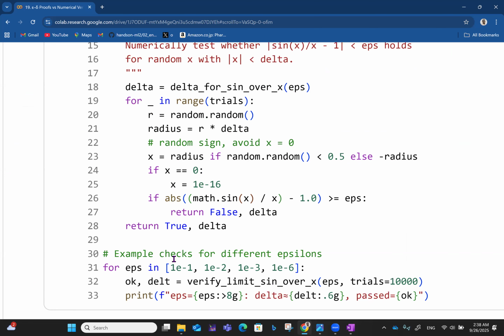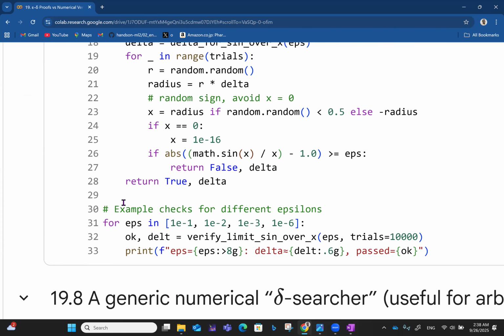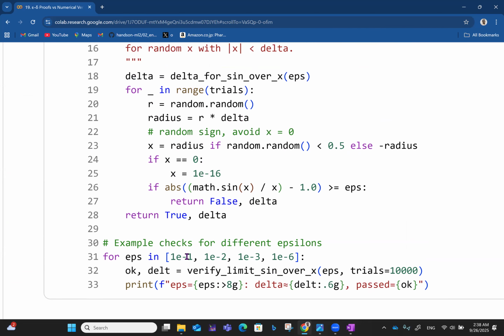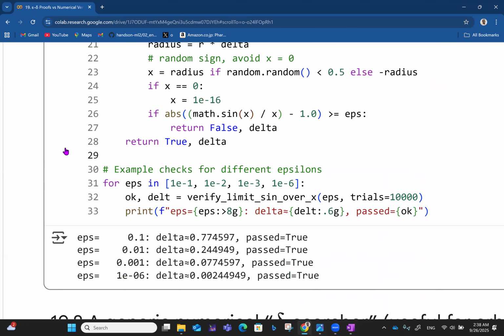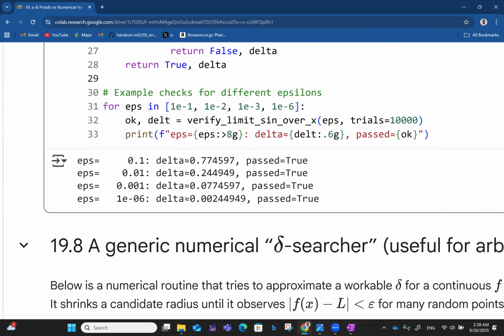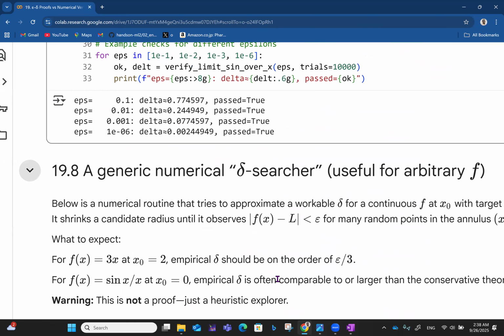Then we can now do example checks for different epsilons. So for the following epsilons, that's 10 raised to the power minus 1, 10 raised to the power minus 2, 10 raised to the power minus 3, and 10 raised to the power minus 6, and we do the trials like we did previously. So I just run this and we get our results. All the tests passed for all the values of epsilon, and the values keep going according to the epsilon we have.